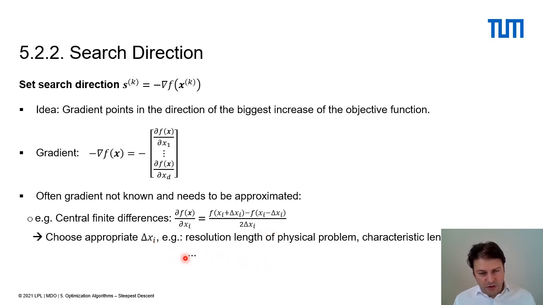Delta xi should be chosen appropriately. You want it to be sufficiently small that you get an idea of what the gradient really is, so that you can approximate it well. But it should be also sufficiently big that you do not end up confusing numerical noise and changes in your response function due to physical impact of the design variable.